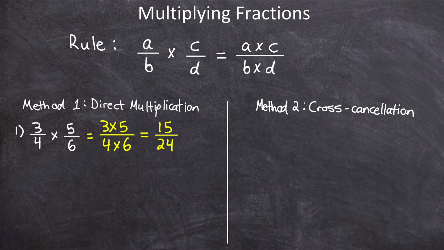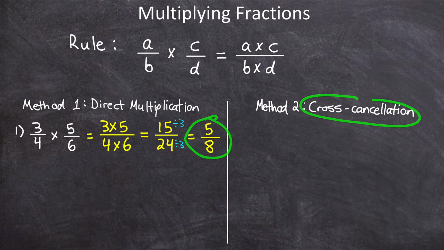So I could divide both the numerator and denominator by 3. And when doing that, I get my final reduced fraction. 15 divided by 3 is 5, and 24 divided by 3 is 8. Now let me show you how we could get this same answer of 5 over 8 using the method of cross cancellation. So I'll write this same example.